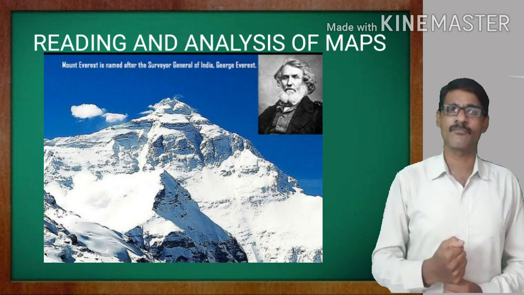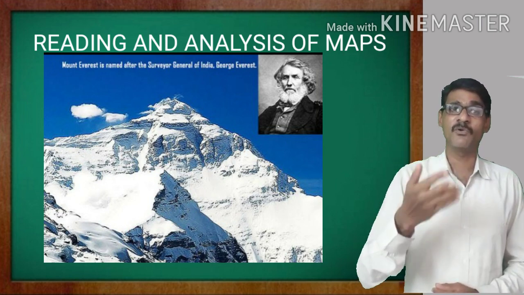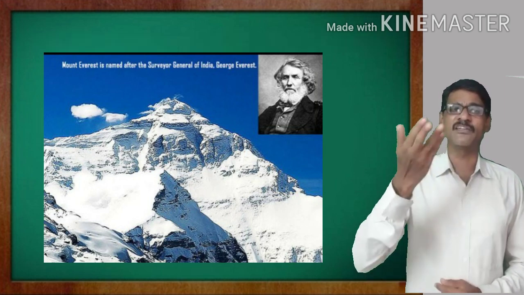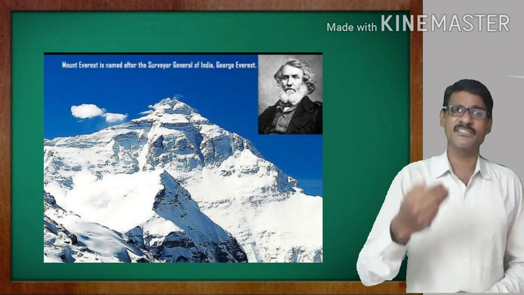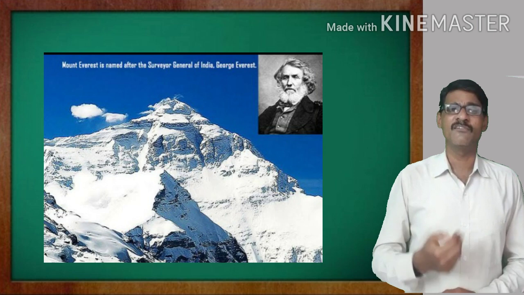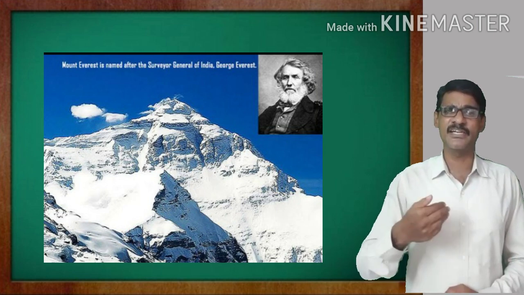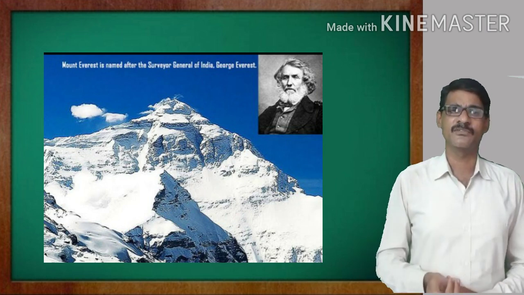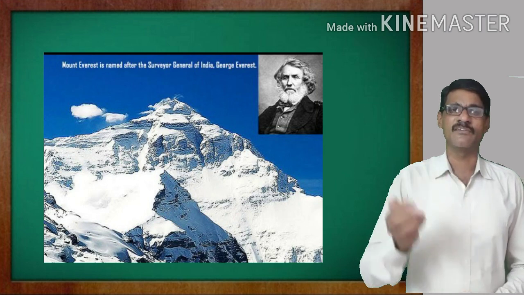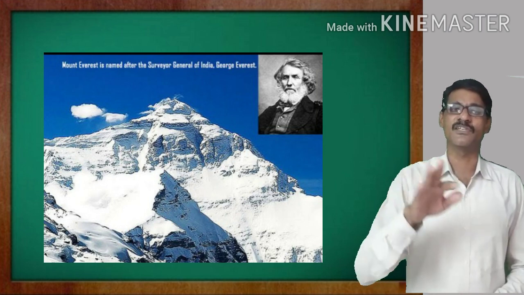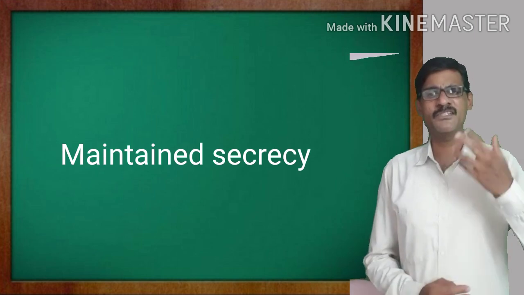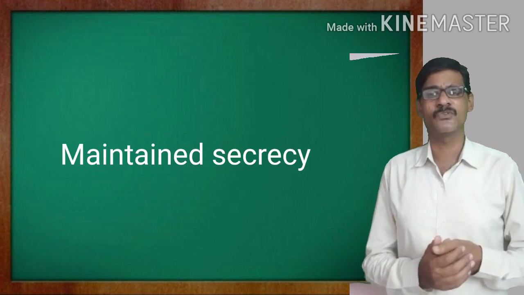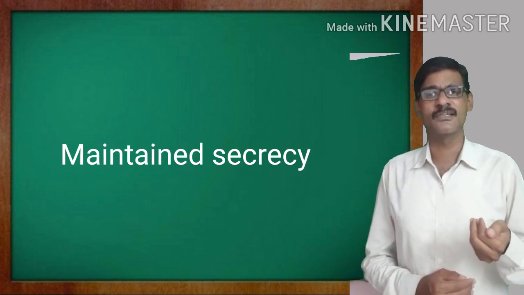You know Mount Everest, the highest peak in the world. Actually, the elevation, the height of that mountain was first measured in a scientific, systematic way by George Everest. So Everest is named after George Everest. Previously, the government maintained secrecy about the maps, so they did not reveal them to others. It would affect them in the wars.